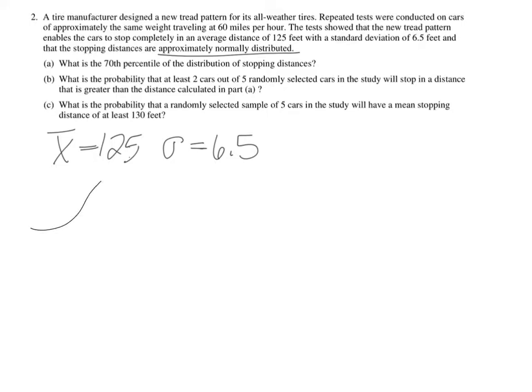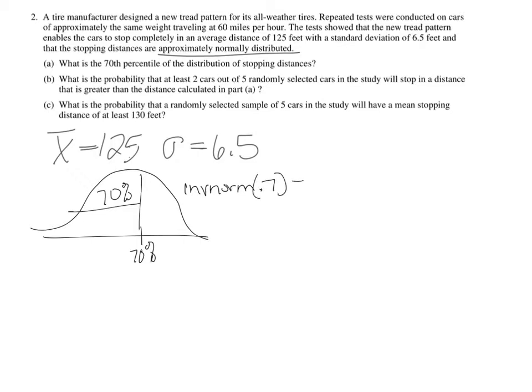So remember that a percentile is the 70% of the values are below that. So that's an inverse norm, 0.7, which is 0.524. And then we can use that. 0.524 is our z-score, at which we have 70% of the values below that. Our x minus 125 over 6.5, our standard deviation.